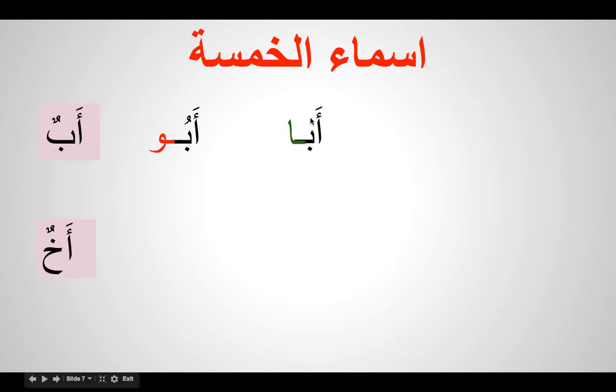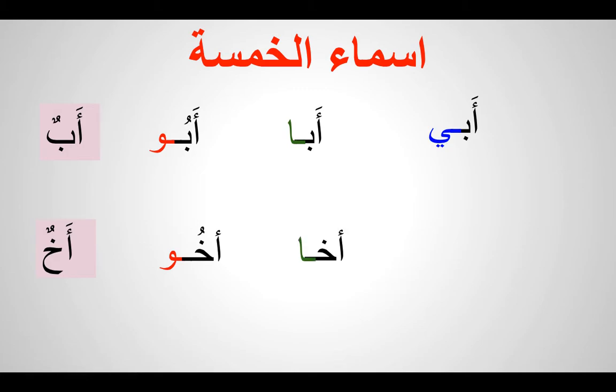So fatha, and we have the sign of alif. And abi. And akhun is written, akhu is marfu, akha is mansub, and akhi is majroor.